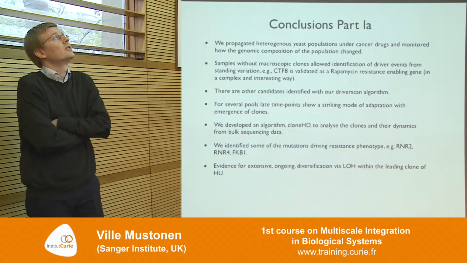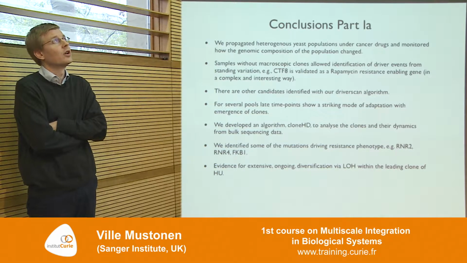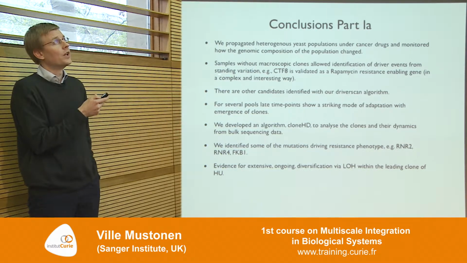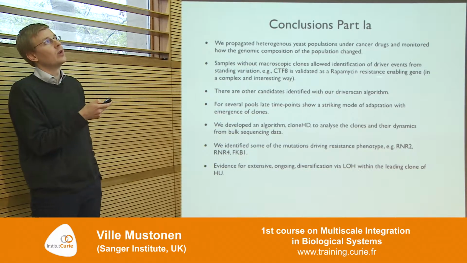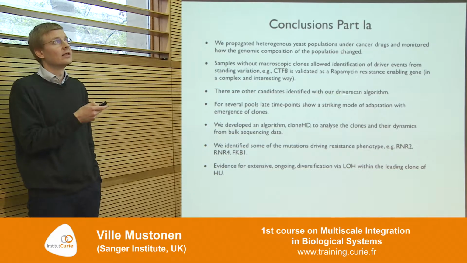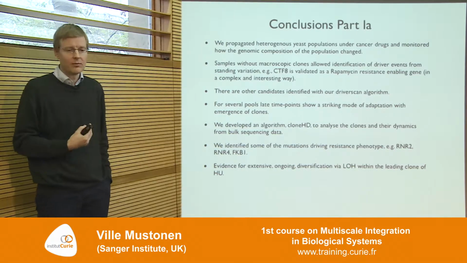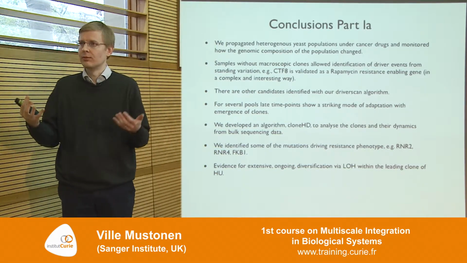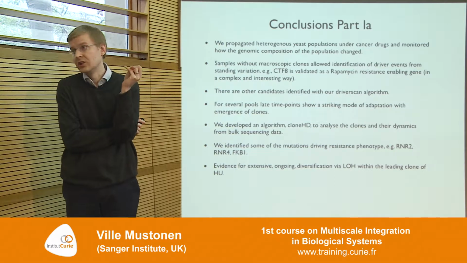Okay, so to conclude this part, we propagated heterogeneous yeast populations under cancer drugs, and we monitored this process by sequencing. The samples without macroscopic clones, some pools all the way, and some pools at the early time points, can be used to identify alleles from the standing variation that give a resistance phenotype. And the late time points for several pools show this striking mode of adaptation via the macroscopic clones taking over the population. And they are essentially driven by de novo mutations.